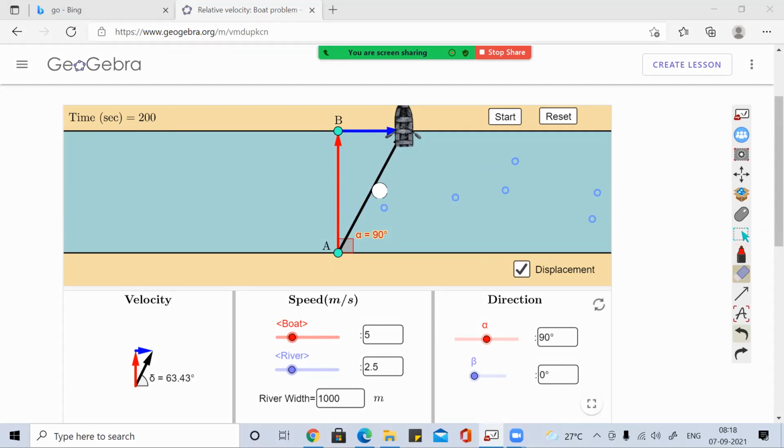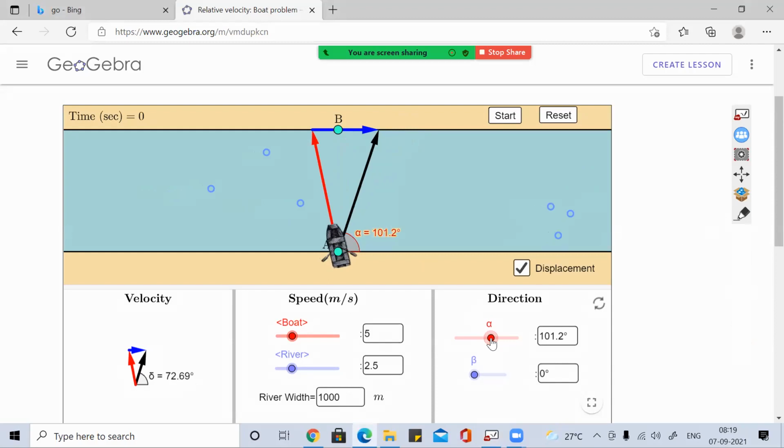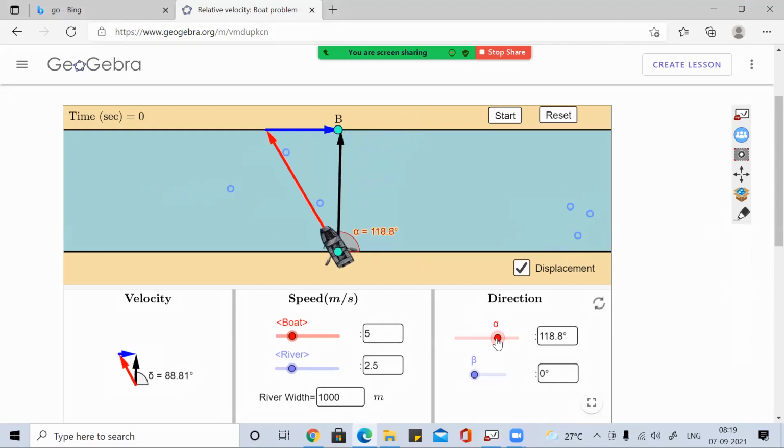So for the black arrow to be A to B, in which direction does he have to put his effort? Opposite to the river direction, sir. May not be opposite, but at an obtuse angle. Yes, sir, at an obtuse angle. See here, I'll change this angle. Now he is traveling exactly 100, no? Yes, sir. But he has to put his effort in this direction. Now he is traveling in the shortest path.